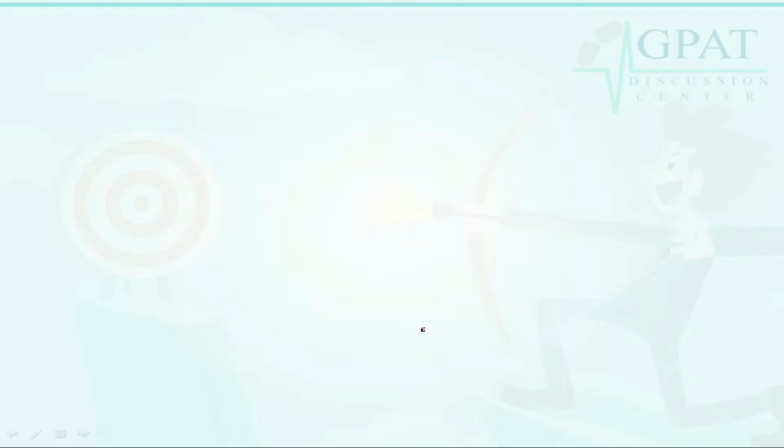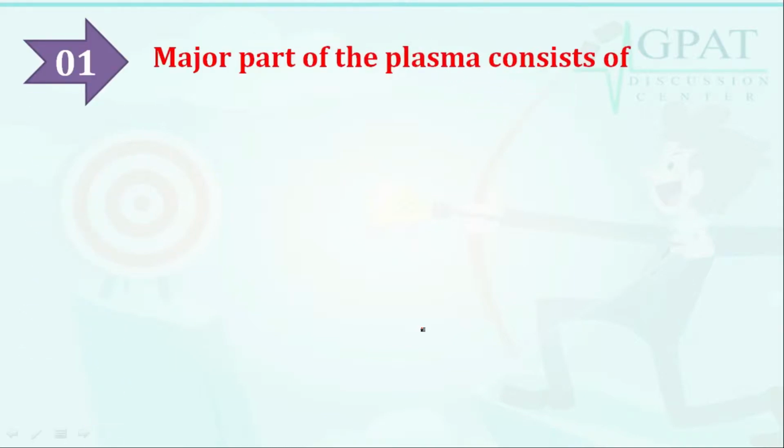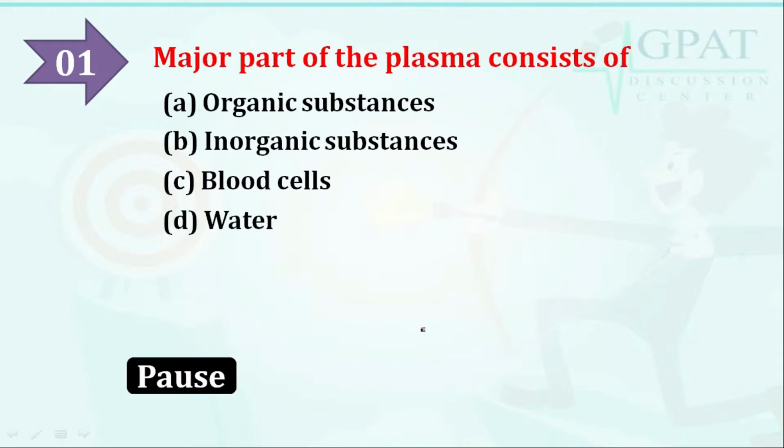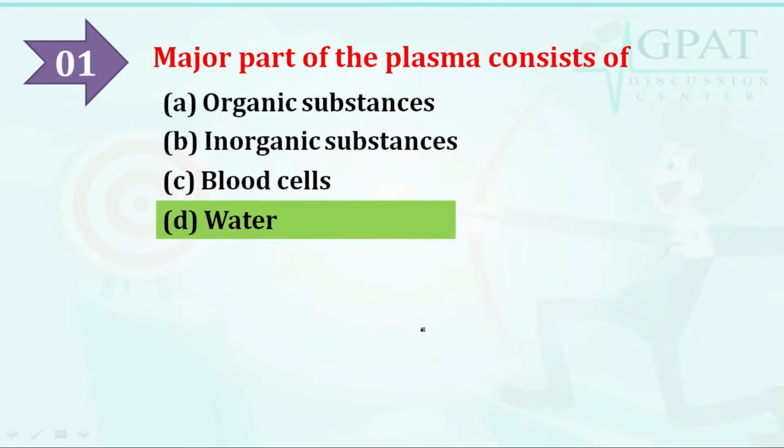So today in this video we are going to cover some questions with their brief explanation, which is very important for your railway pharmacist exam. Here we have the first question: the major part of the plasma consists of, and the options are option A organic substances, option B inorganic substances, option C blood cells, or option D water. So the major part of plasma consists of water. The correct answer is water.